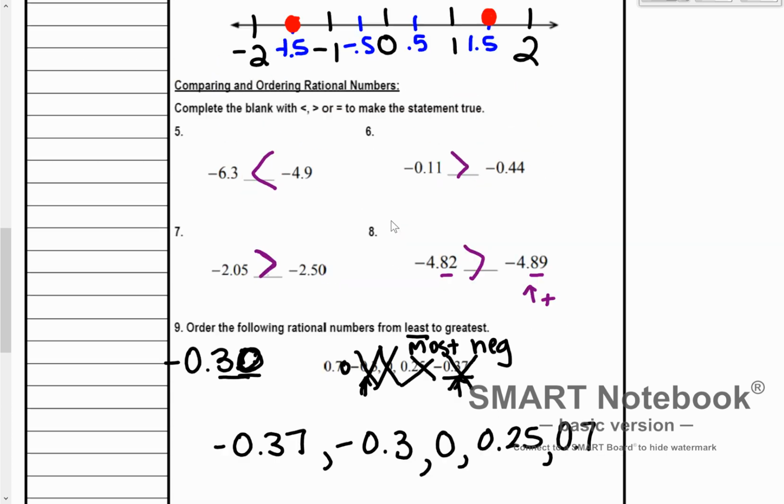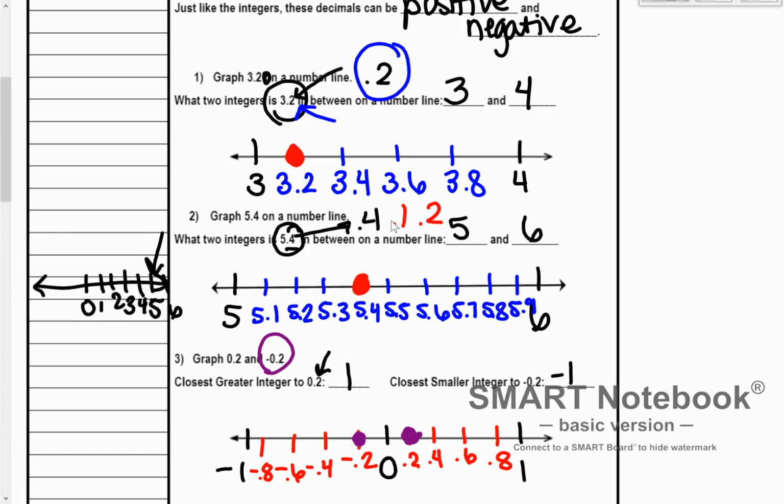And that is how we compare and graph rational decimals.